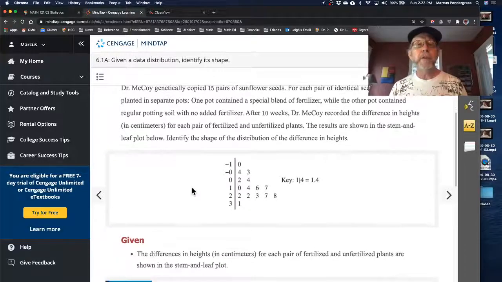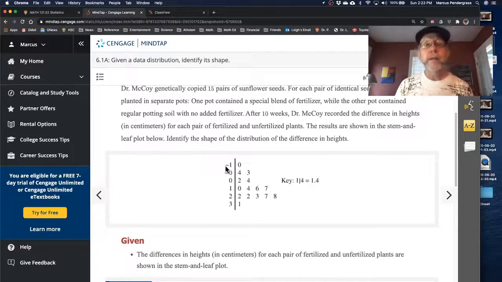The results are shown in the stem and leaf plot below. Identify the shape of the difference in height. So we're recording here in this plot the difference between each individual pair of these 15 pairs. Remember, one pair was a seed that was planted in a fertilized plot, and the other pair was a genetically identical seed that was planted in an unfertilized plot. And these are the differences. And so this is a stem and leaf plot, and the differences were fertilized minus unfertilized.